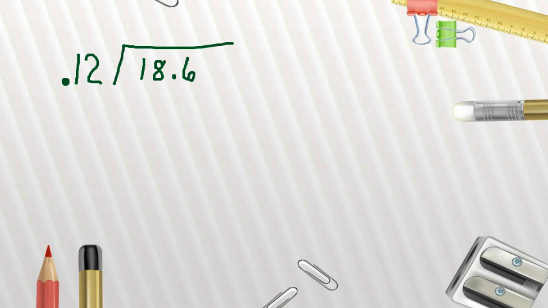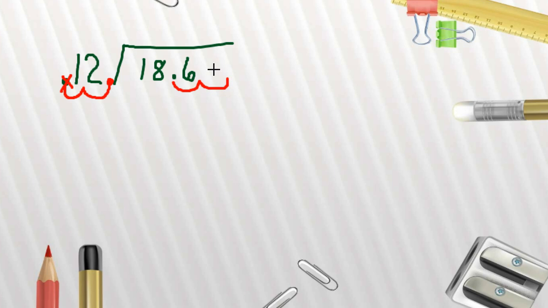Here I have decimal point 12 hundredths into 18.6. Again, I have to end up with a whole number on the outside. So I'm going to take this decimal point and move it 2 places. I had to move it 2 places to get the 12 on the outside. I'm going to move this decimal point 2 places, 1 place, 2 places.